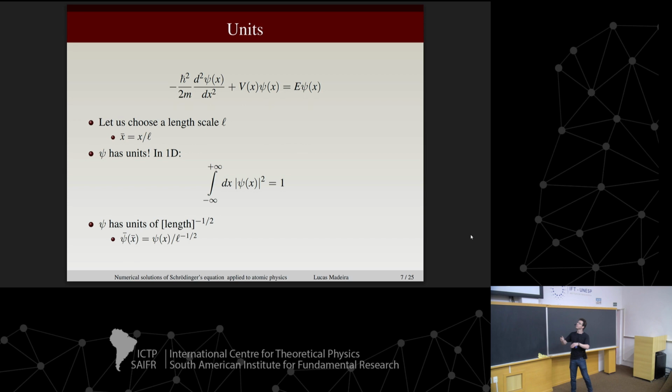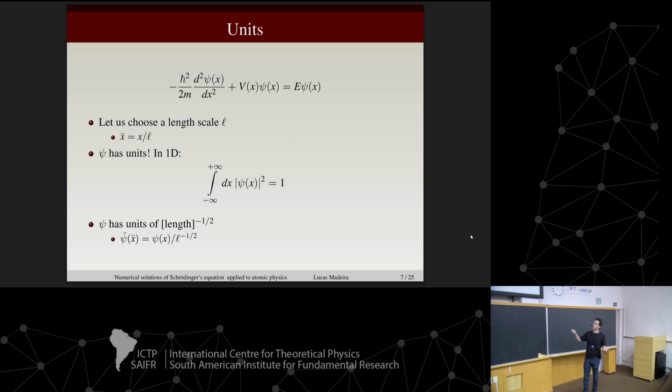Okay, so if we look at Schrödinger's equation alone, we cannot figure out what the units of the wave function are, right? Because Schrödinger's equation is linear in psi, and it appears in all terms here. So if you want to determine the units of psi, we have to look at other equations. For example, the normalization of the wave function.